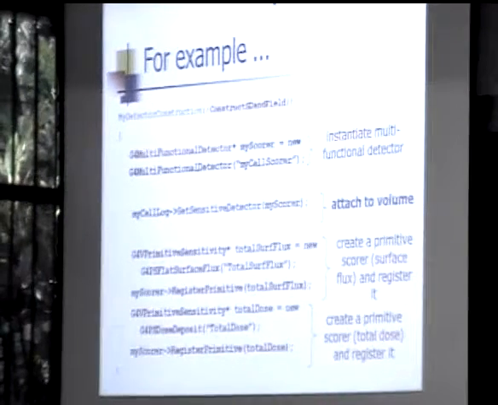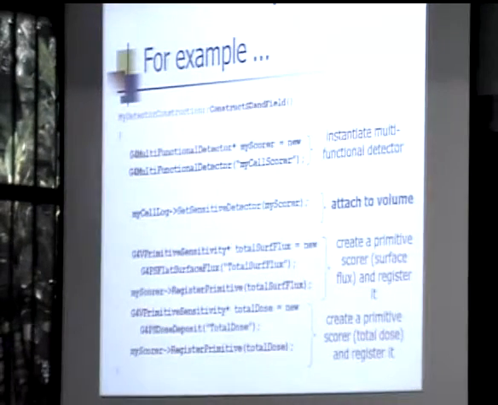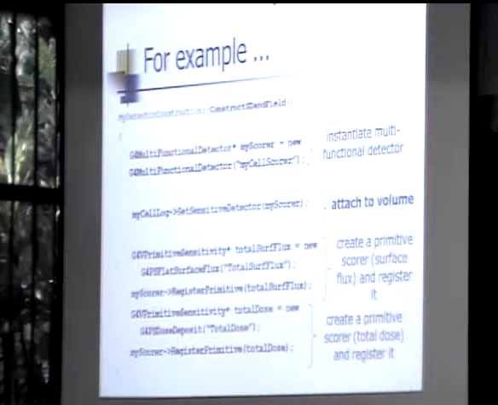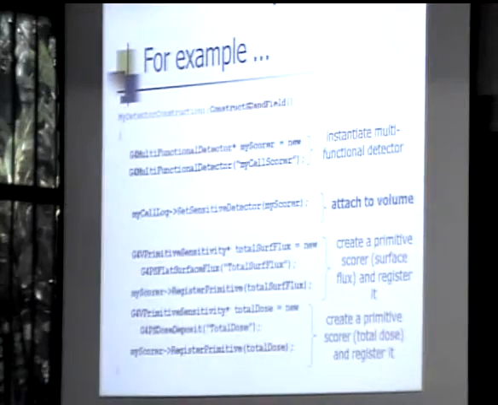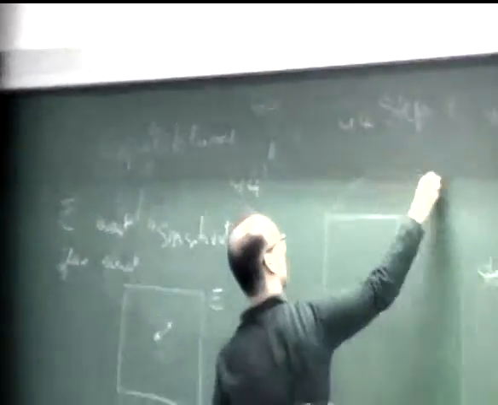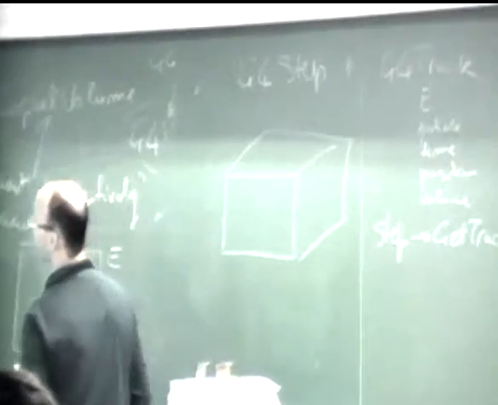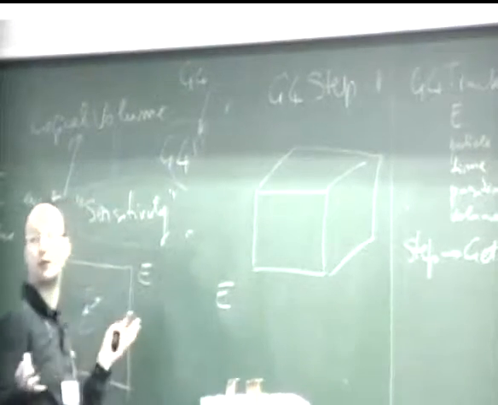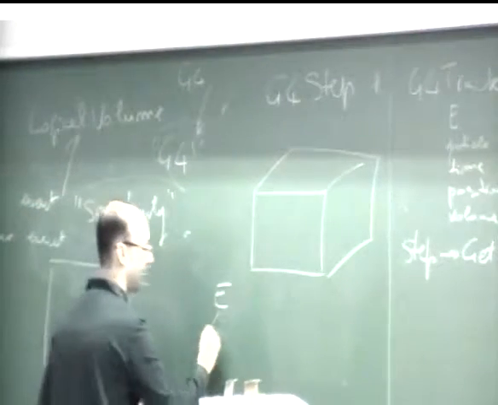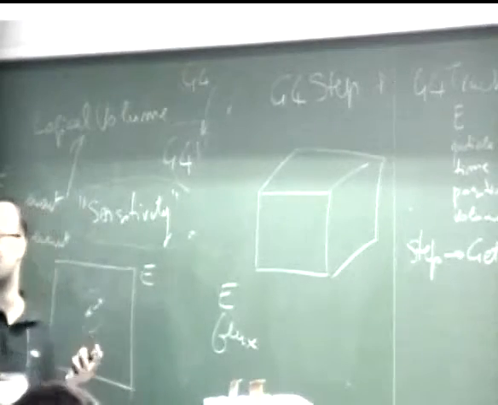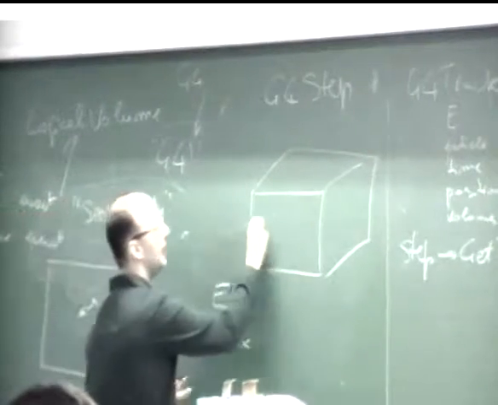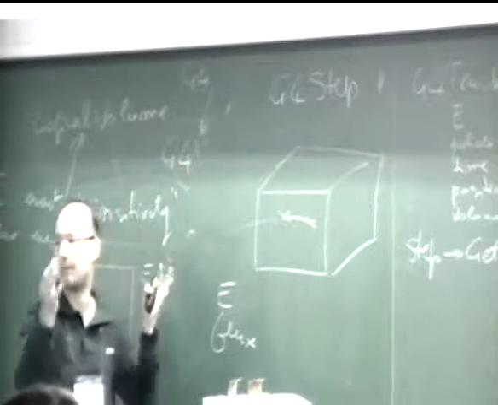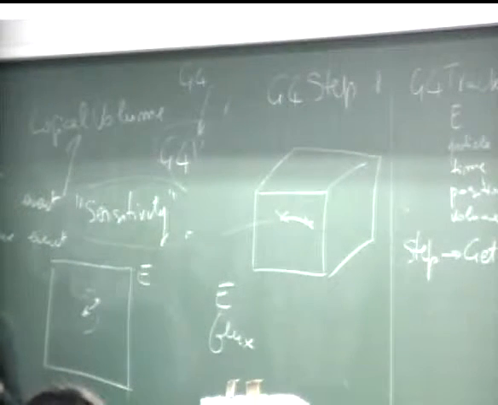Suppose that we have a volume here which is interesting for us, and we want to get two pieces of information: the total energy which is released in this volume, and the total flux of particles which is coming through this volume. So this is our goal of the simulation. We want to know the energy which is released in this volume and how many particles get into it. So this is a fairly general case.